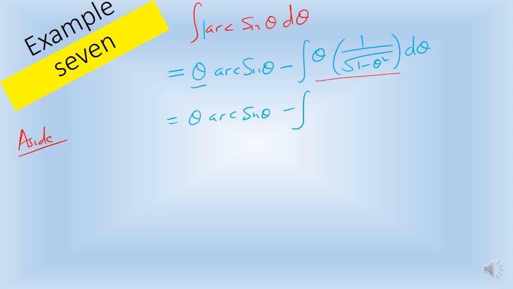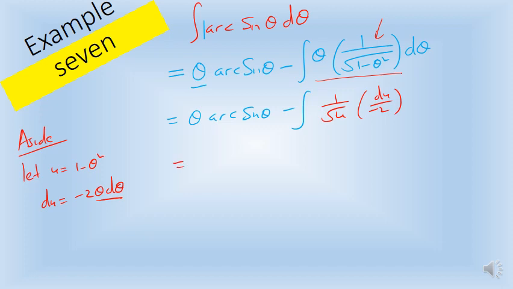I'm looking at this integral here. If I let u equal to 1 minus theta squared, you'd end up with du equals minus 2 theta d theta. It's a substitution. So we let u, and this theta d theta is du over minus 2. So this becomes 1 over root u, which is this guy. Theta d theta is du over minus 2. So we've changed the variables of integration.